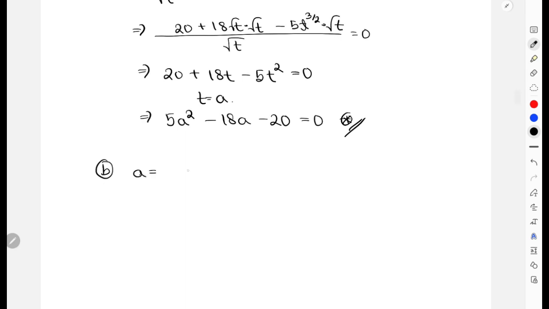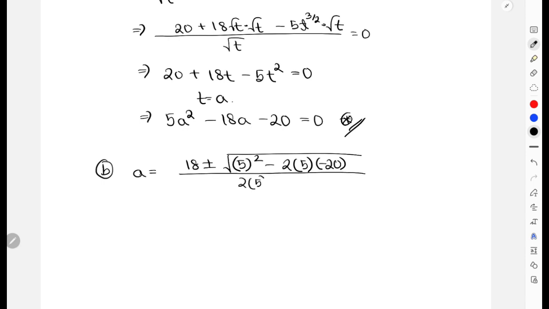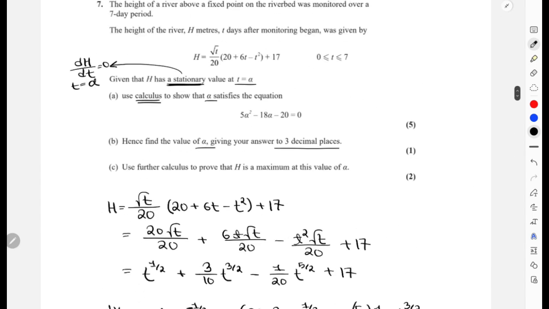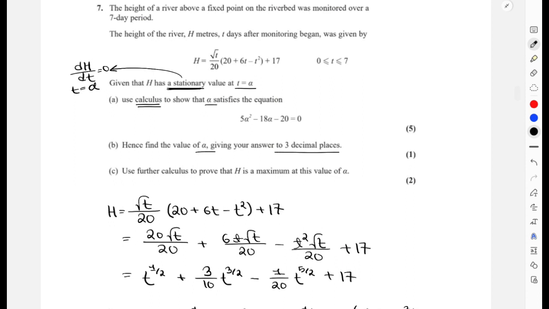So that will be 18 plus minus root of 18 square minus 4 times 5 times minus 20, divided by 2 times 5. Okay, if you just calculate that using a calculator, you now have 4.49 and then negative 0.89. Okay, these are the two values for a. Now after this, use further calculation to prove that h is maximum at this value for a.